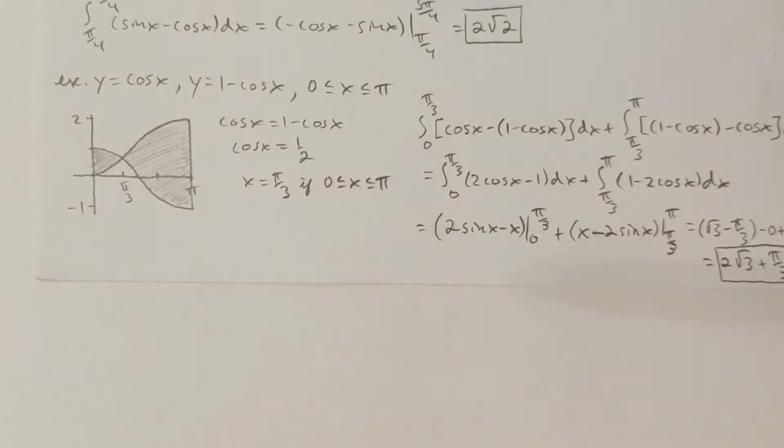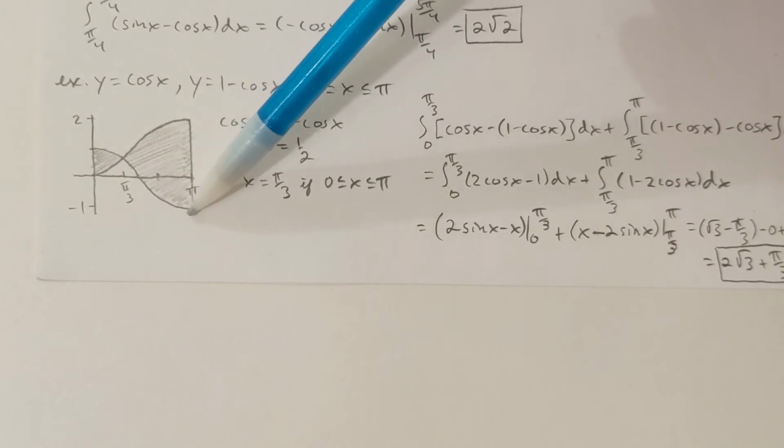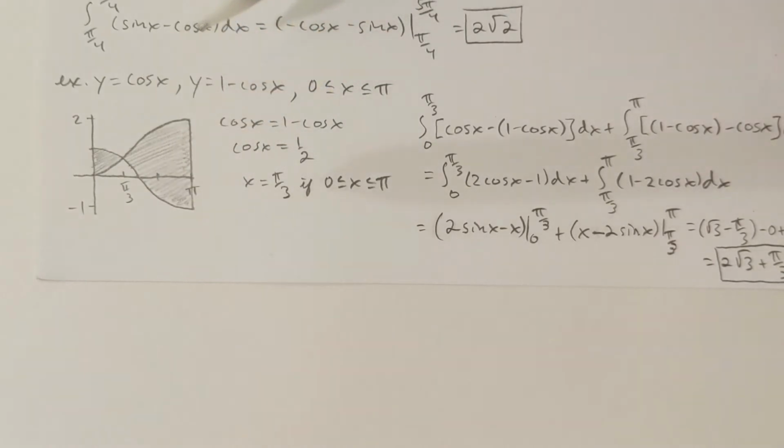Okay, here's another one. Suppose that we have y equal cosine x and then y equal 1 minus cosine x. And I want to find the area between those curves on the interval 0 to pi. Well, here's y equal cosine x and y equal 1 minus cosine x.